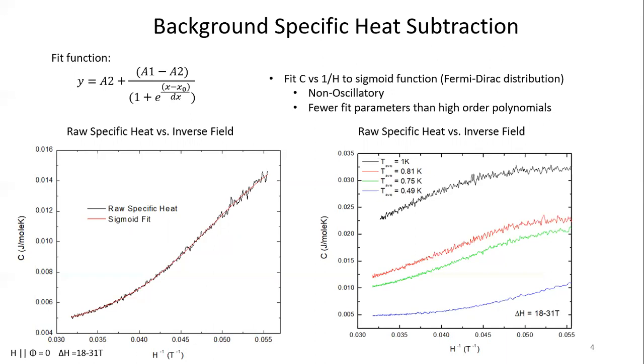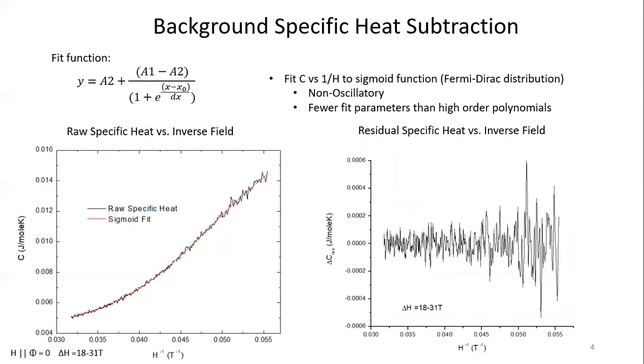Subtracting our sigmoid function from the lowest temperature data here, where that was actually a typo, it's actually 0.6 Kelvin, to the eager eye, looking at the right here at our residual specific heat versus inverse field, it seems like there may already be oscillatory components. However, one needs to perform a rather rigorous frequency analysis to verify that.